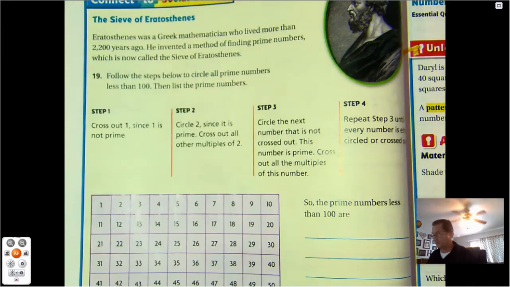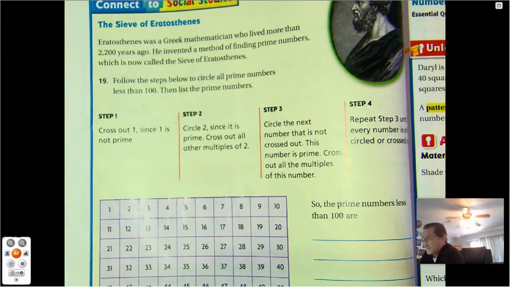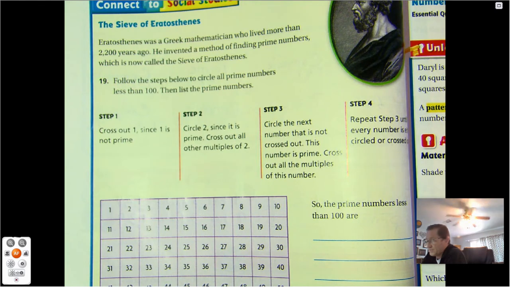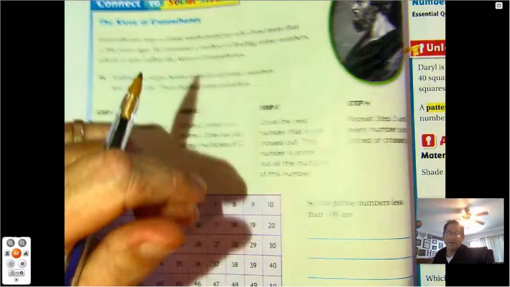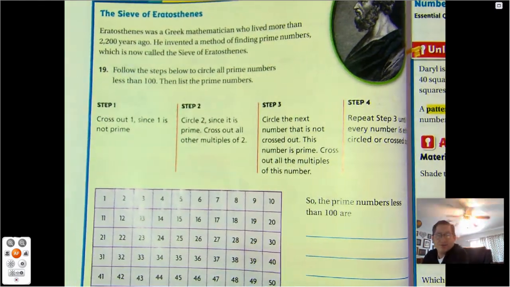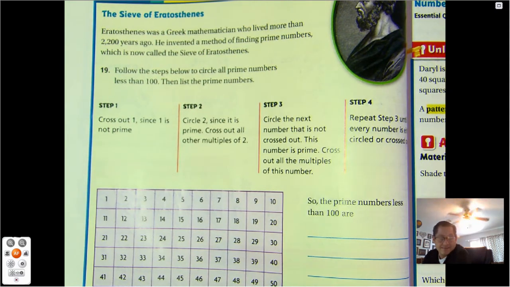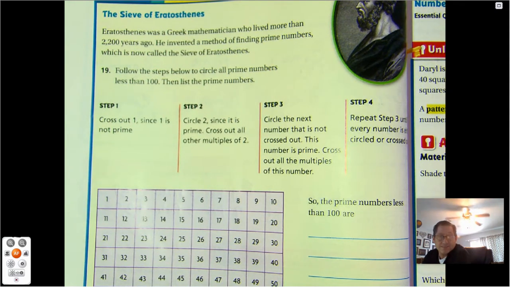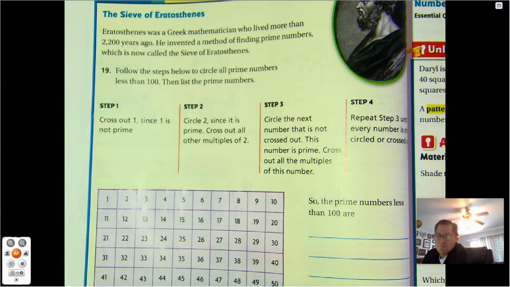Eratosthenes was a Greek mathematician who lived more than 2,200 years ago. He invented a method of finding prime numbers, which is now called the sieve of Eratosthenes. Eratosthenes. Sounds good to me. I'm not Greek. Follow the steps below to circle all the prime numbers less than 100. Okay, so he came up with a strategy for us to figure out prime numbers. Well, that's kind of helpful.